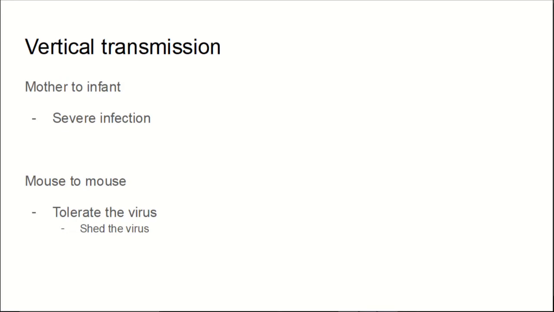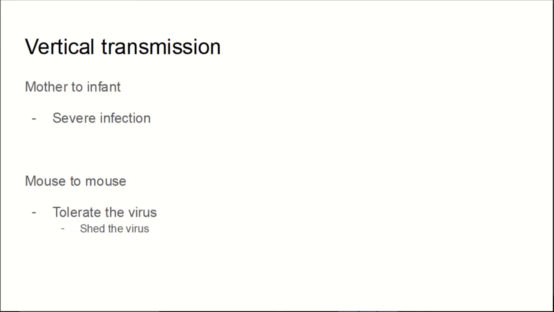Now, the vertical transmission leads to severe infection. Vertical transmission is when the mother contracts it and passes it on to the infant, and this will lead to debilitating features, which we will see in the next slide. But before we get to that, I wanted to talk about the vertical transmission in the mice.